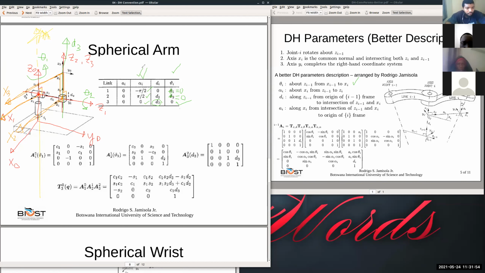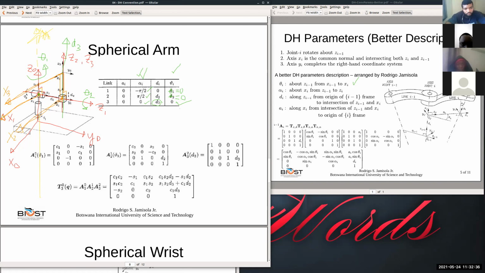Okay. So let's go to A. A first, because here is a variable, I want to do it last. So let's go to A1. A1 is along X1. So where's X1? So this is X1. Along X1 from the intersection of Z0 and X1 to the origin of frame 1. Z0 and X1 intersection is this one. Okay, that's the intersection. From that intersection to the origin of frame 1. Where's the origin of frame 1?